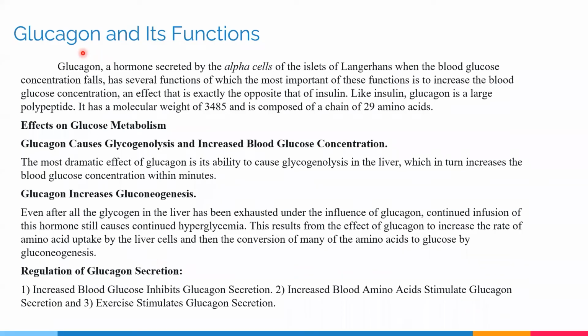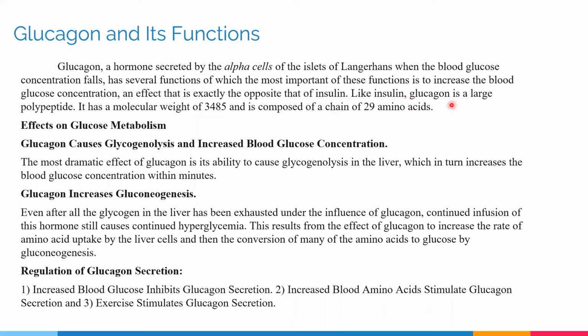Next, let's look into glucagon and its various functions. Glucagon, a hormone secreted by the alpha cells of the islets of Langerhans when the blood glucose concentration falls, has several functions, of which the most important is to increase the blood glucose concentration, an effect that is exactly opposite to that of insulin.